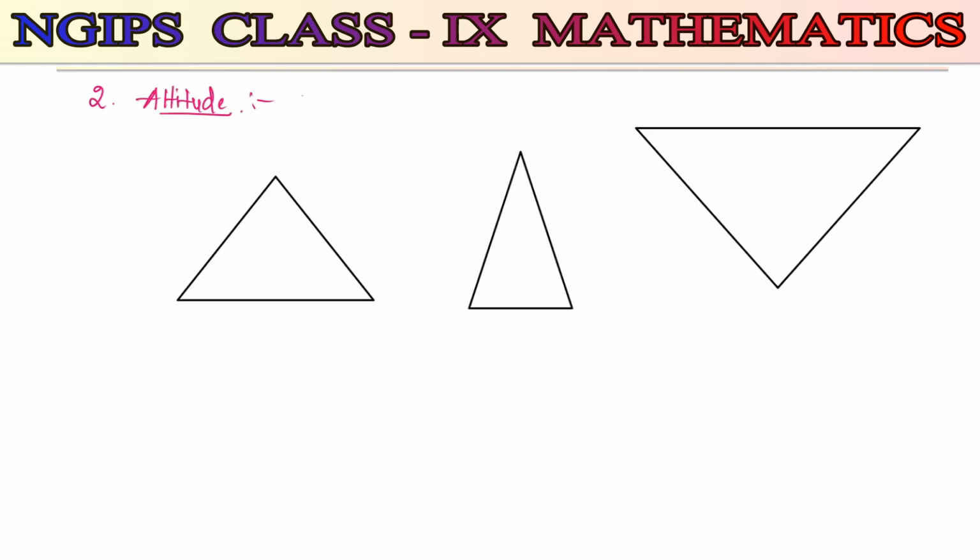Okay, now the second one we are going to discuss is altitude. What is meant by altitude? The altitude of a triangle corresponding to any side is the length of the perpendicular line drawn from the opposite vertex to the side. For example, look at this line. This line makes an angle of 90 degrees. This is the vertex A, B, and this is C. Now we have drawn a line segment which is perpendicular, drawn from the opposite vertex to that side. So this we used to call altitude.